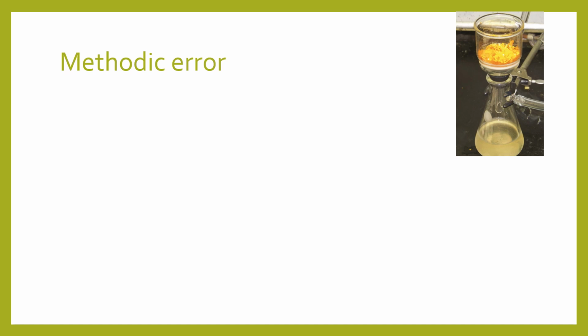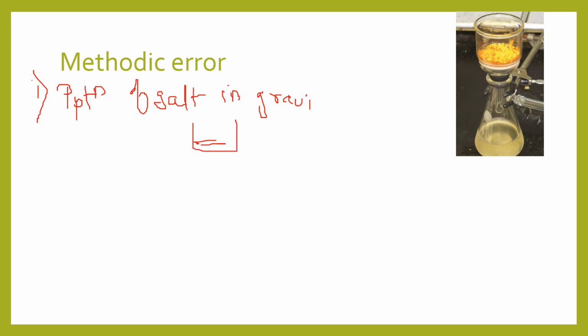Okay, so here we have 3 examples. First, it is precipitation of a salt in gravimetric analysis. Now, what happens in gravimetric analysis? You take a solution of your metal ion, and you put a precipitating agent. Suppose you have nickel and you are adding DMG. So what salt is going to form?